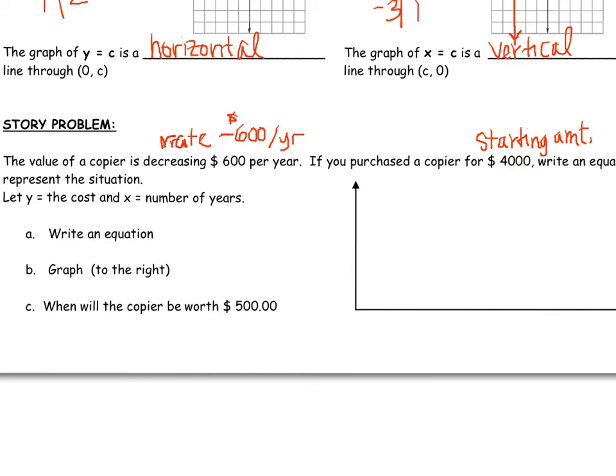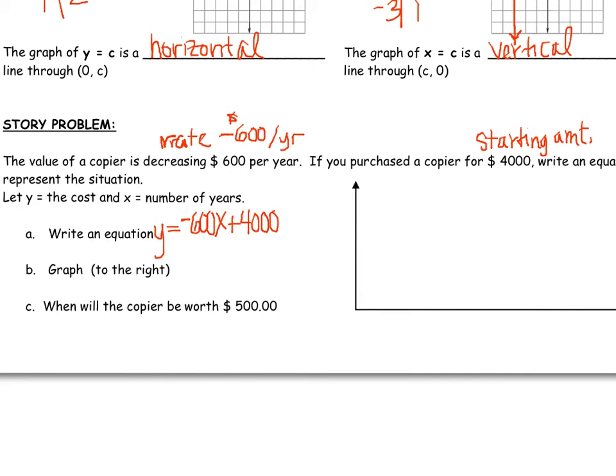So my equation is y, the cost, equals m, which is negative 600, times x, the number of years, plus 4,000. There's my equation. Pretty easy here.